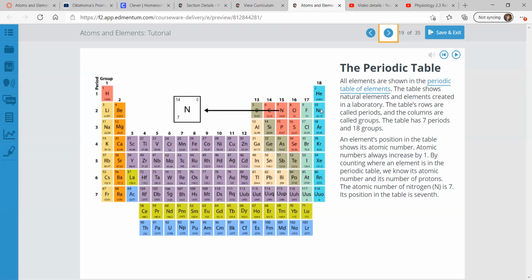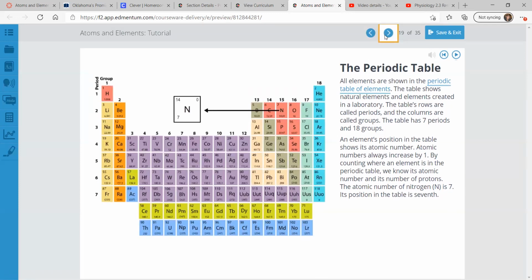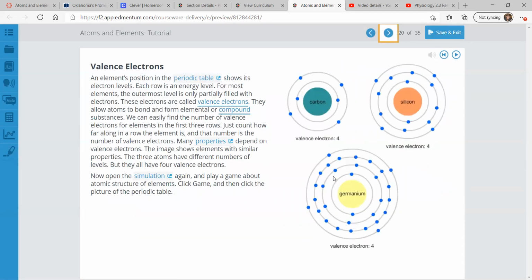Then we have 8, 9, 10, 11, 12, 13, 14, 15, and so on. So it goes through 1, 2 period, and then it goes to the next period, and then the next row. Okay. So that's how it's organized.